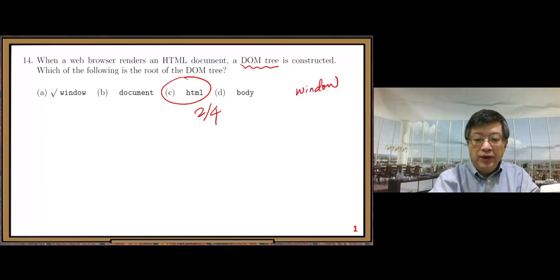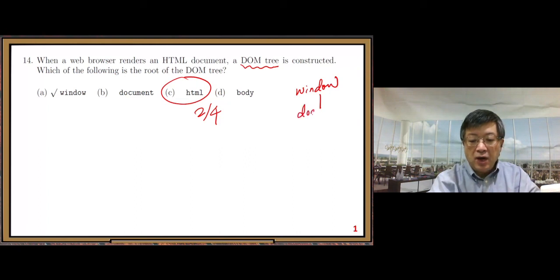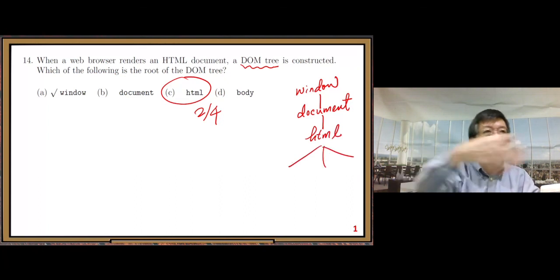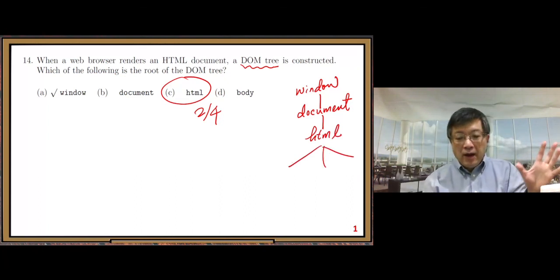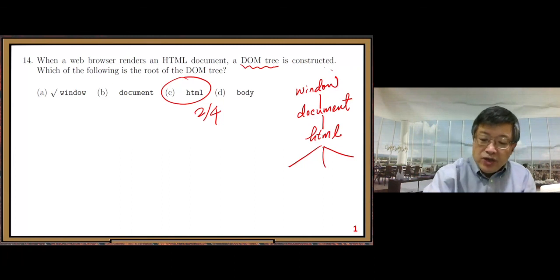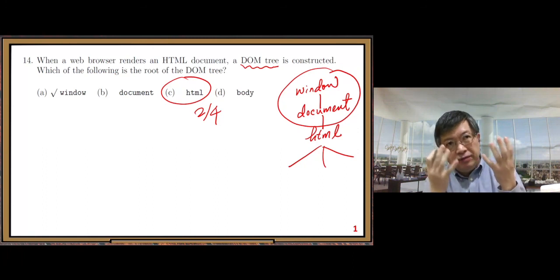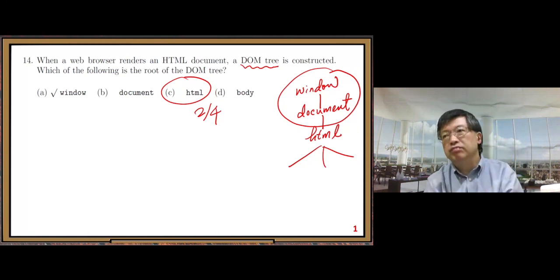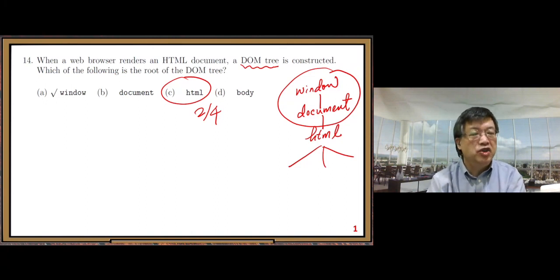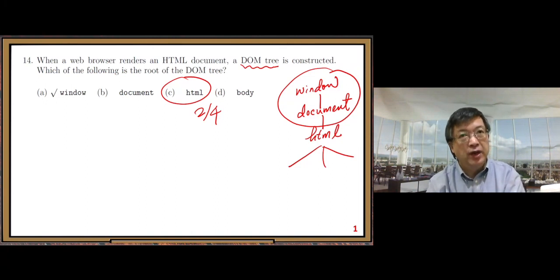The window object, then the document object, then HTML. Then you have many other elements. Although these 2 are hidden, and you do not see them directly from the HTML file, conceptually those 2 objects are important.